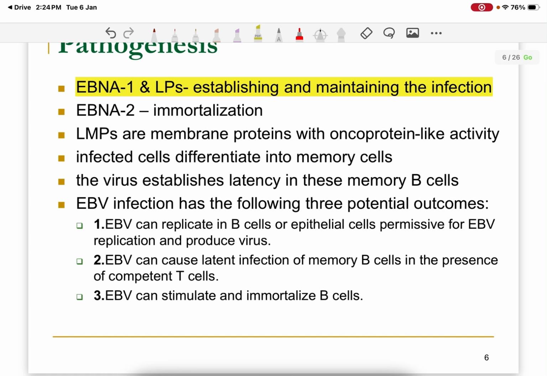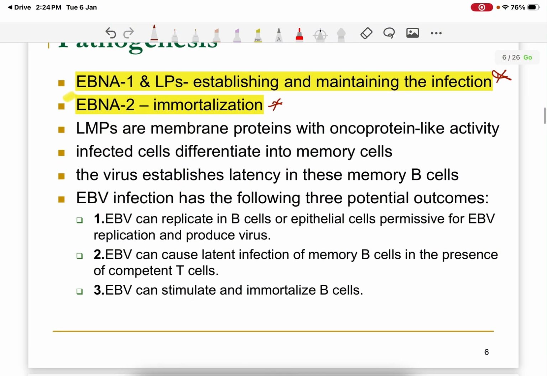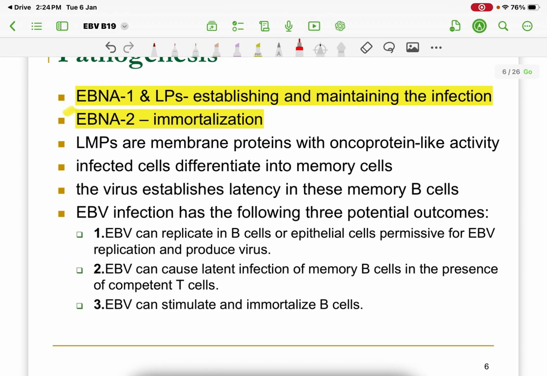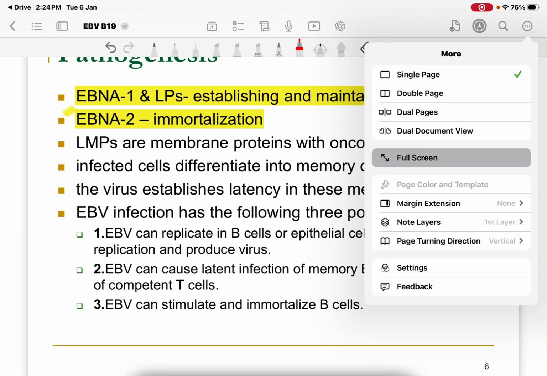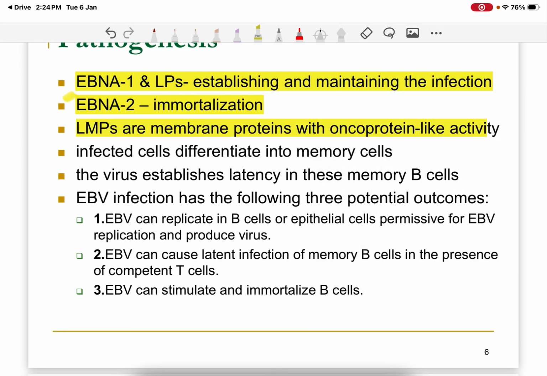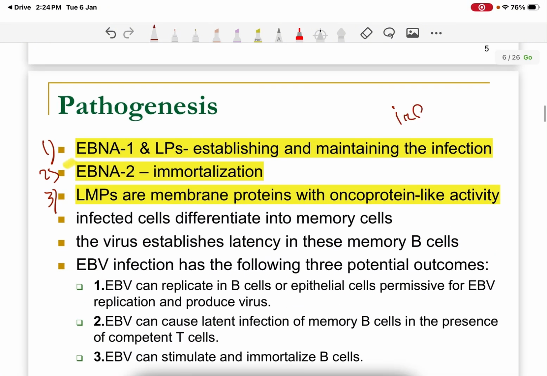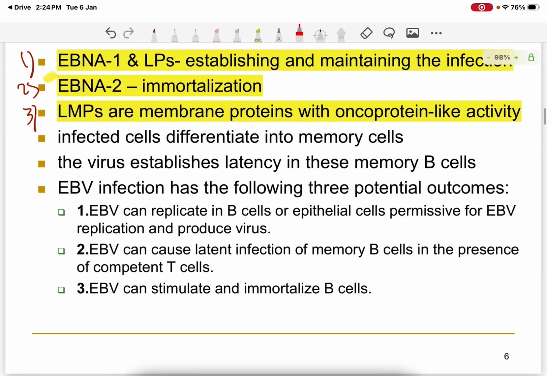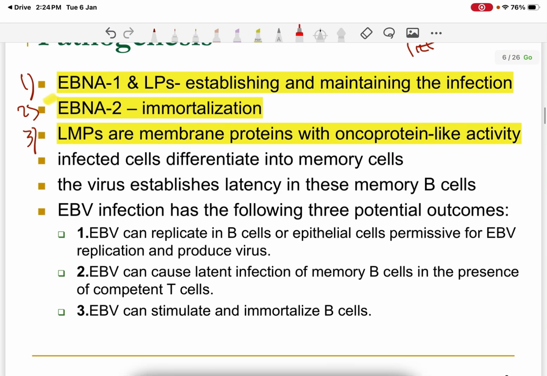And this is even more important. EBNA2 is interesting for immortalization. What does that mean? We'll explain what it means. And LMPs are membrane proteins with oncoprotein-like activity. The three statements are extremely important to understand for the disease outcome, for its eventual outcome. The eventual outcome: replication in the B cells and the epithelial cells. What do we call this? Replicative. This is what you know.